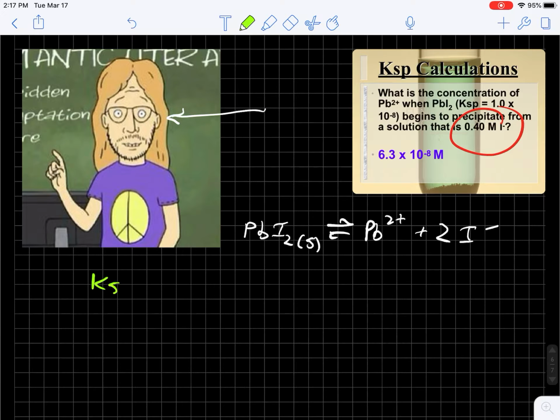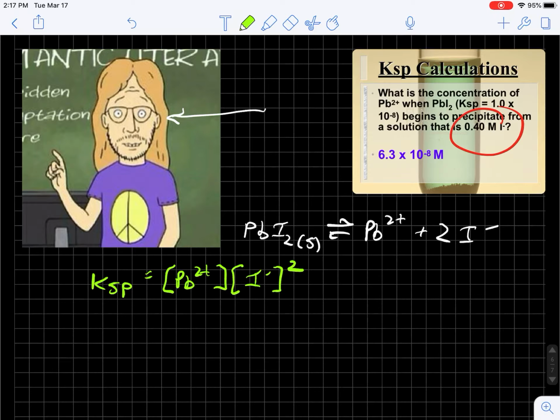So Ksp for this is lead times iodide squared. Now notice I didn't do 2 times iodide, and the reason is that's not the format for Ksp. The solubility of the iodide is 2 times that of the lead ion, but in this case we're not dealing with a solution that is just lead iodide. What we have is probably sodium iodide or potassium iodide mixed in with maybe lead nitrate or some other soluble lead substance. And we already know the concentration of the iodide.